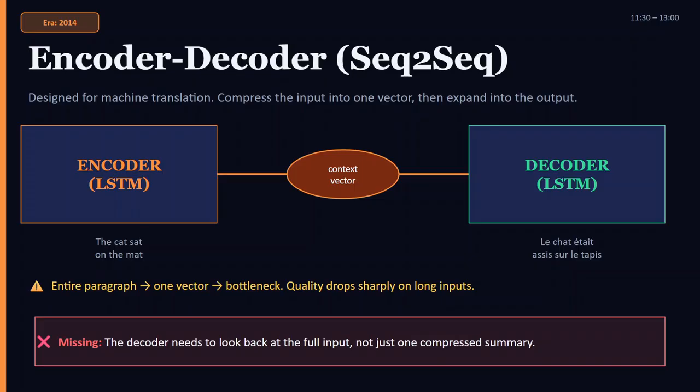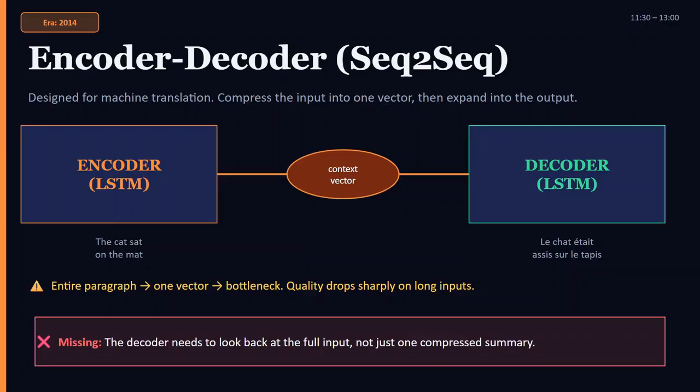This was powerful for translation, but there was again a huge problem. You are compressing an entire sentence or paragraph into one single vector. That's a huge bottleneck over here. The longer the input, the more information you are cramming into a fixed size space. Something has to give in, right? So researchers noticed that translation quality dropped sharply on longer sentences. The decoder was expected to reconstruct everything from a single vector. The fix had to be let the decoder look back at the encoder's full output, not just a compressed summary.